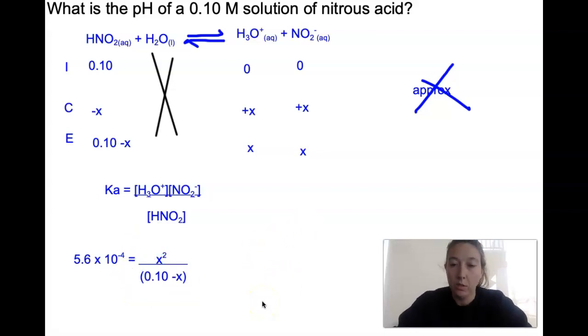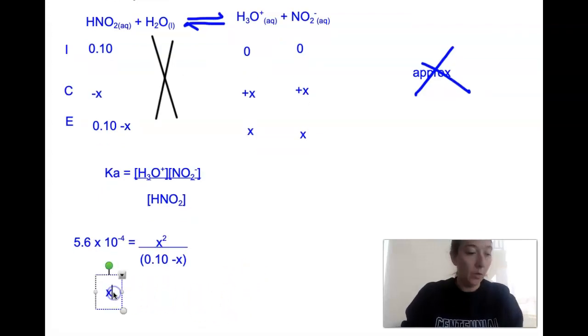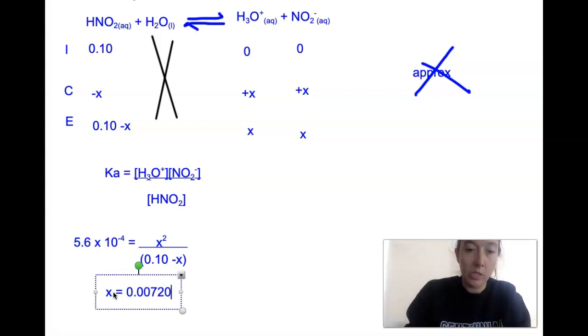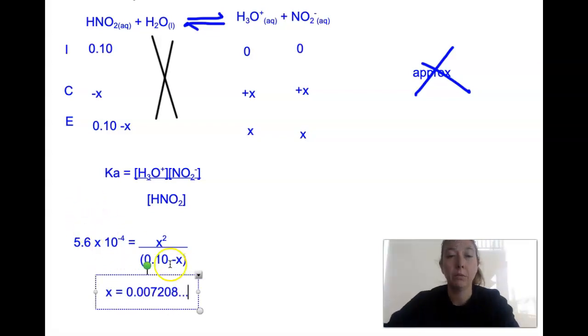So a question like this, probably the simplest way to solve this is just to graph it. Go into your graphing, set y1 as x squared divided by, in brackets, 0.1 minus x. And then set y2 as 5.6 times 10 to the negative 4. Have your calculator graph it for you, and then have your calculator tell you what the intersect is. So we come up with x is equal to 0.007208, and that number keeps going, okay?